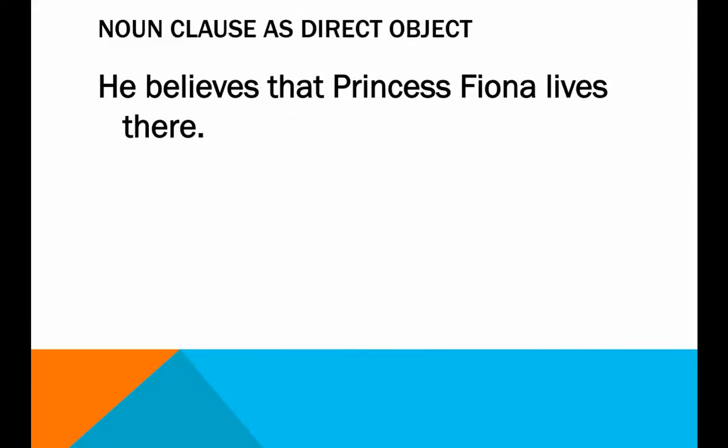Here's an example of a noun clause functioning as a direct object. He believes that Princess Fiona lives there. That Princess Fiona lives there is the noun clause. He is the subject of the entire sentence. Believes is the verb. What does he believe? That Princess Fiona lives there. That's why it's the direct object. It's receiving the belief.